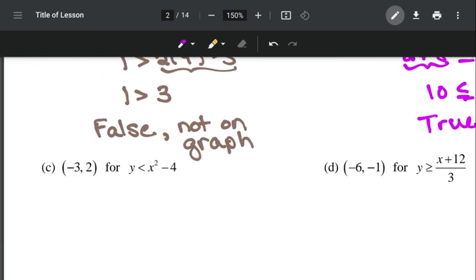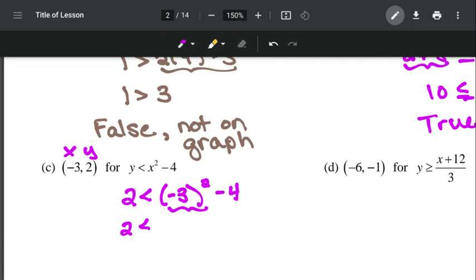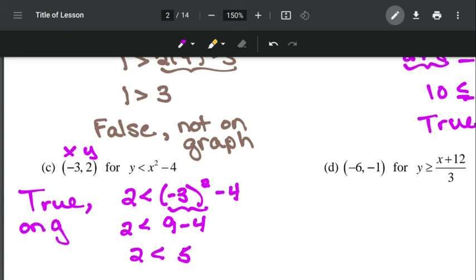Moving on down here, x is -3, y is 2. So y less than, make sure you put parentheses around that negative number. Now for this one, I'm actually going to show some work. -3 squared means -3 times -3. So that is a +9. And 9 minus 4 is 5. Alligator mouth bites the 5. So this is actually true. So that point, -3, 2, is on the graph.